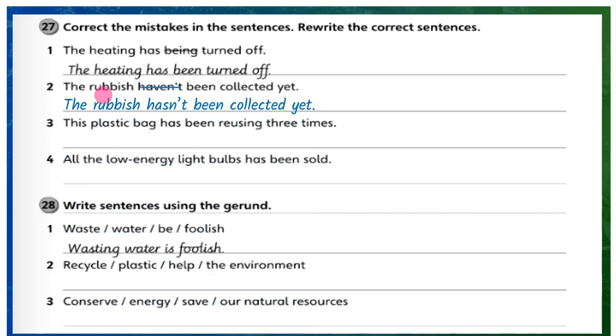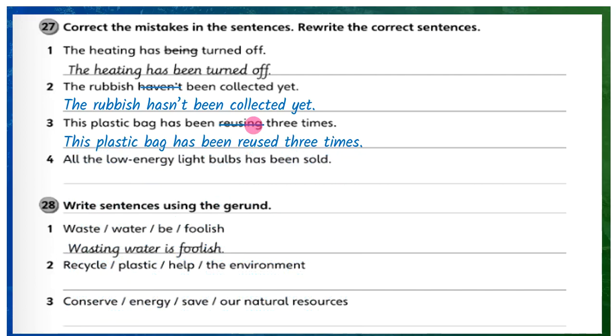This plastic bag has been reusing 3 times. What is the mistake here? This plastic bag has, now it's one bag, so I use has, that's correct. Been, that's correct. What is wrong here? Of course, it's the ing. I don't put ing in the past perfect. Has been means I'm going to put the third verb here. So reusing is wrong. It has been reused, the past participle verb.